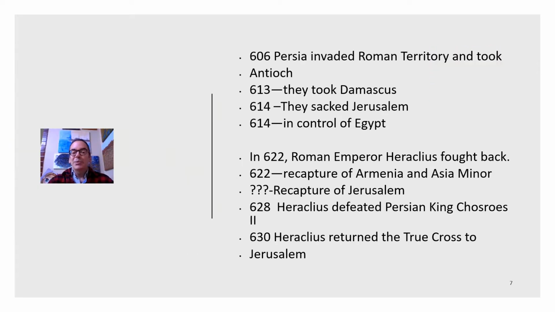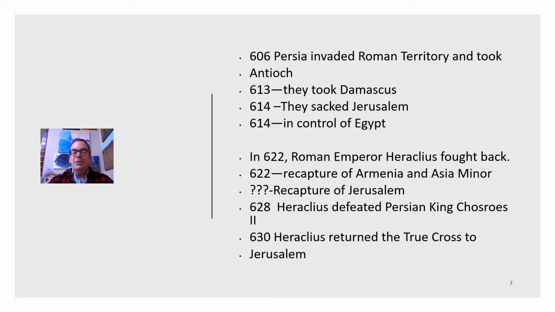Now, what you've got here, and I don't want you to memorize this, is a very long list of dates. This is the battles between the Persians and the Romans, so not the Muslims, but the Persians. You've got Persia invading Roman territory again, and this happens on and off for centuries, where they took a whole bunch of Roman territory. They took the very wealthy city of Antioch and Damascus, sacked Jerusalem, and in 614 they take Egypt from the Romans.